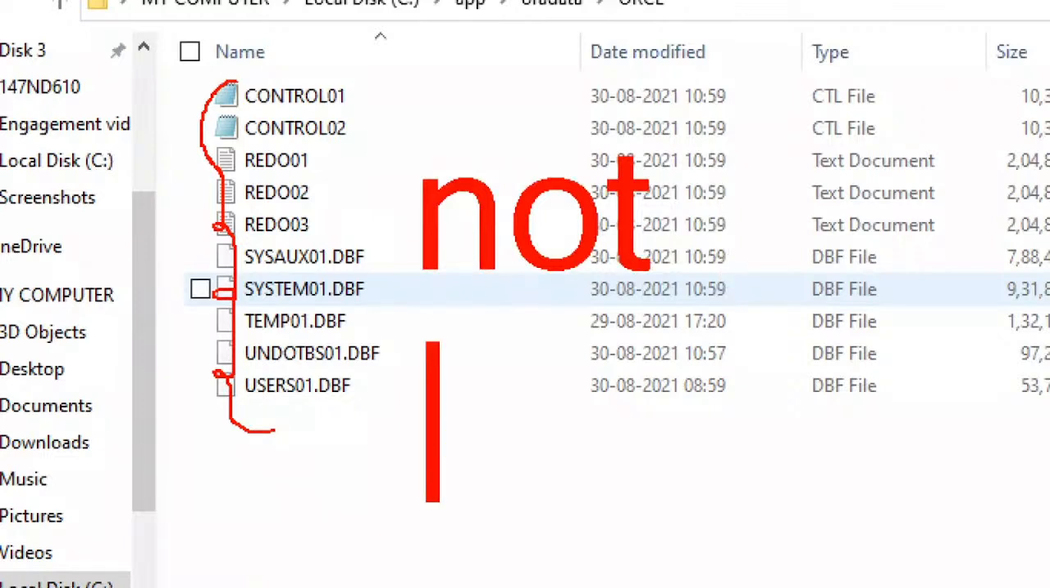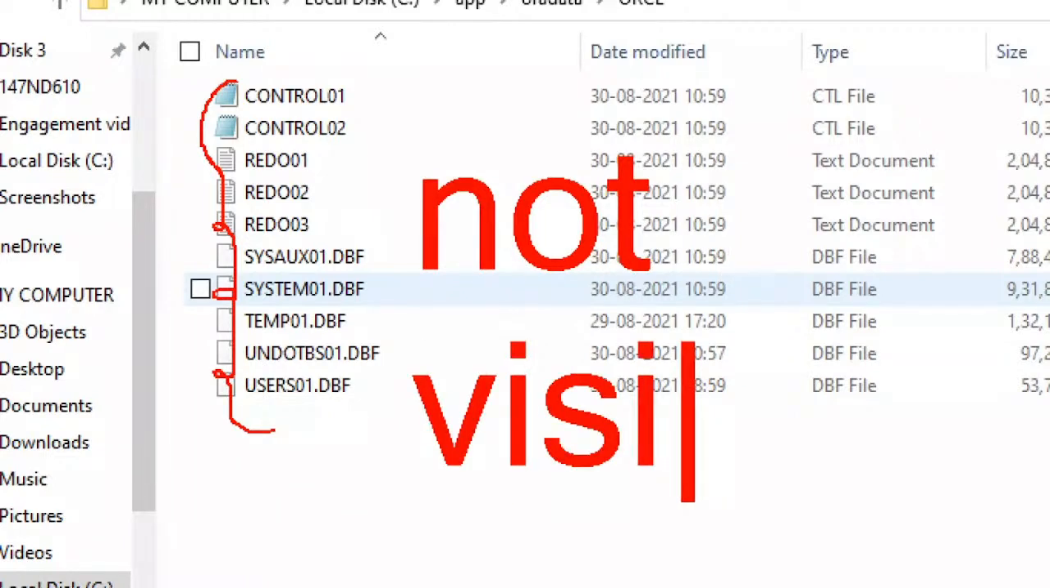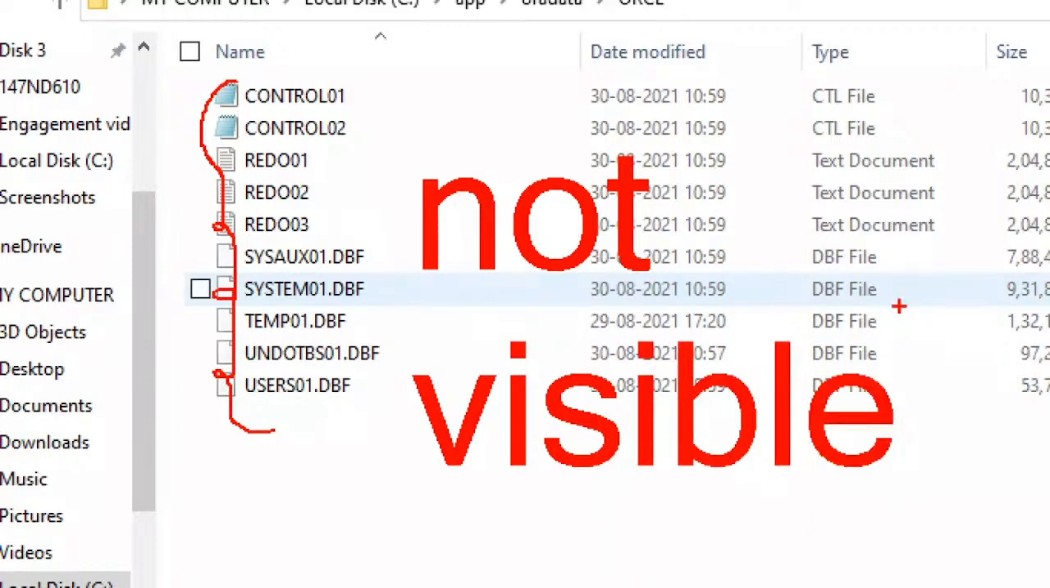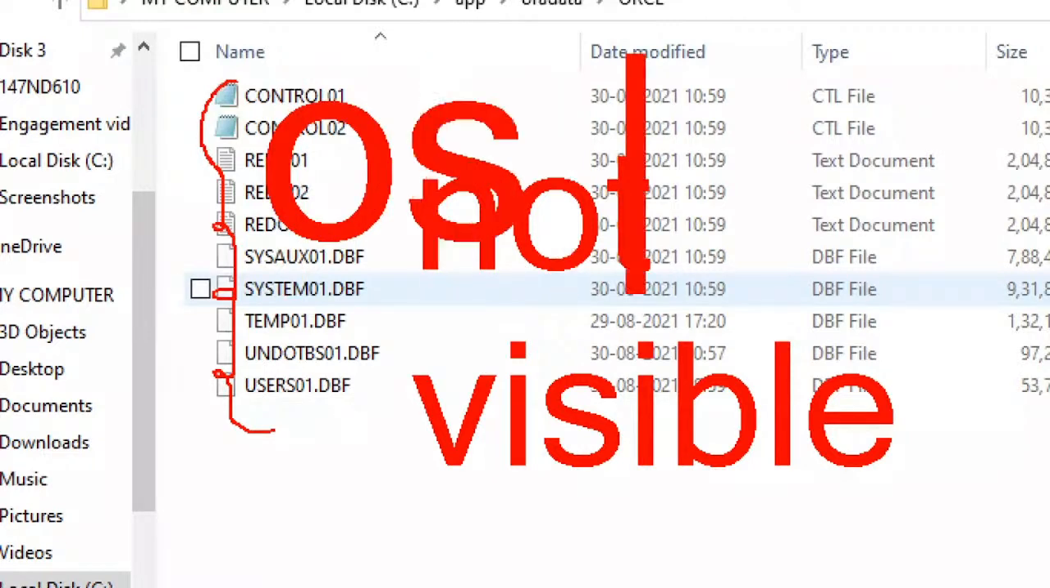This is not visible. That's why a structure which is not visible in the operating system, OS, is called a logical structure. Very, very important. Tables are not visible in the C drive, D drive like that. Views are not visible in the C drive, D drive, E drive like this. Indexes, functions, procedures are also not visible.